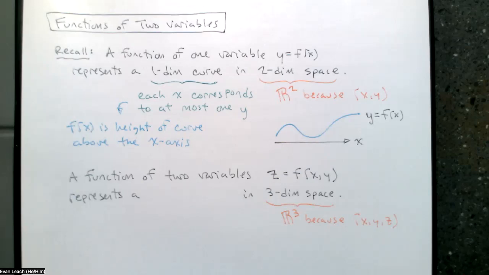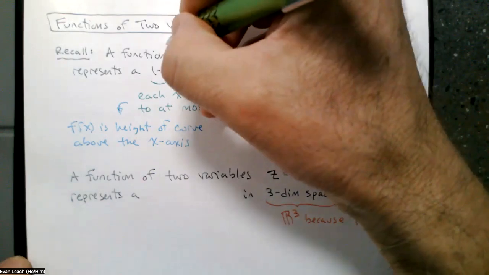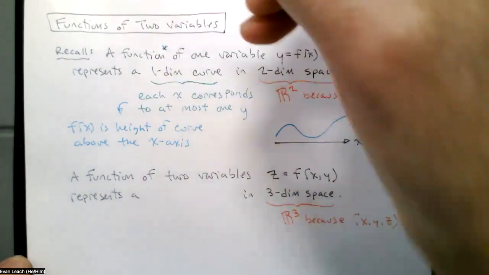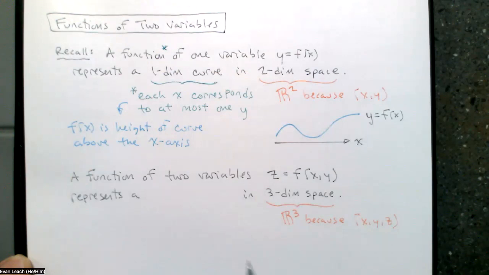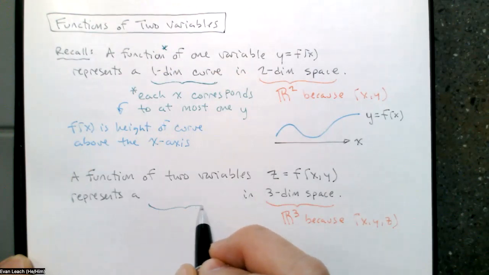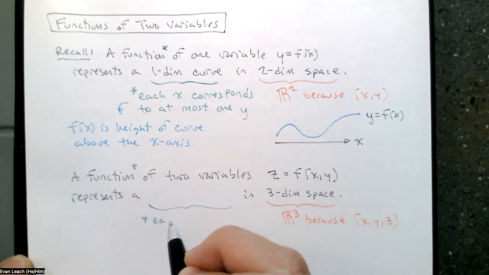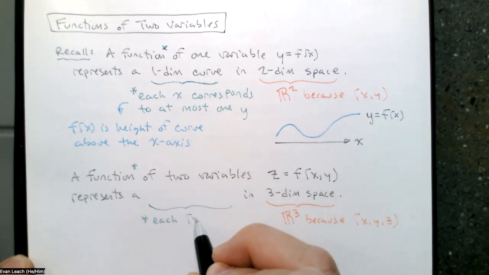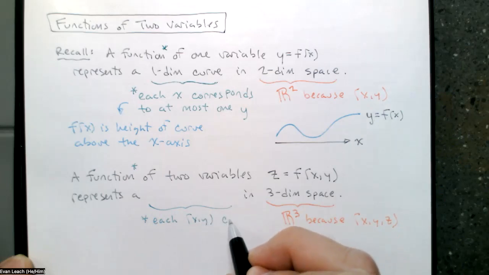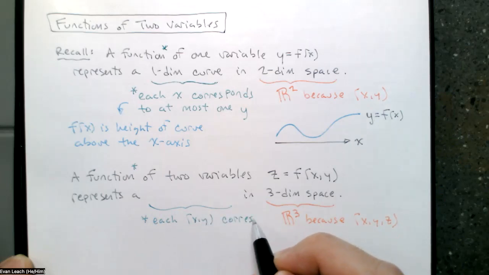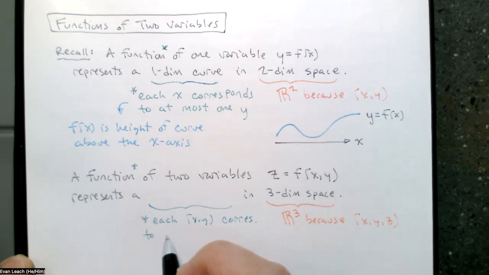So now each point xy corresponds to at most one z. That's still a requirement from the function part. Because I said function, the same thing is going to happen down here. Because of this function business, each xy corresponds to at most one z.